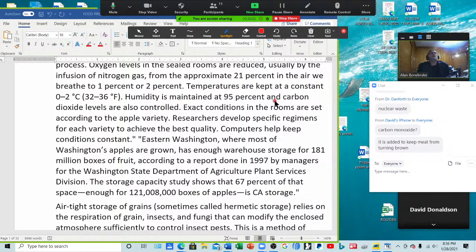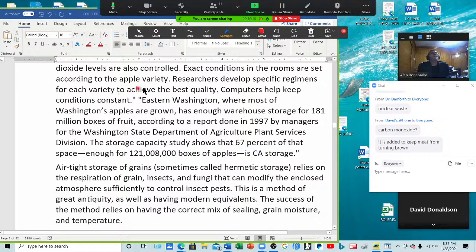Humidity is maintained at 95% and carbon dioxide levels are also controlled. Exact conditions in the rooms are met according to the apple variety. Researchers develop specific regimens for which is best.